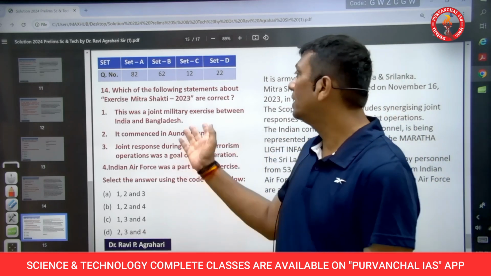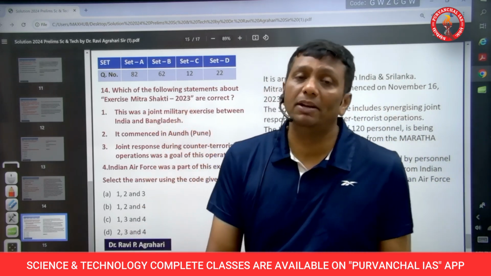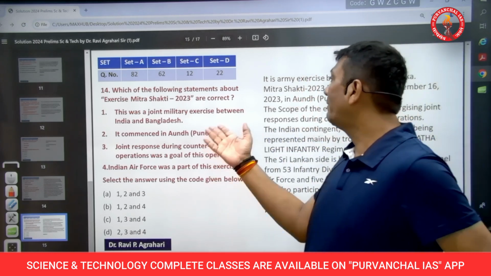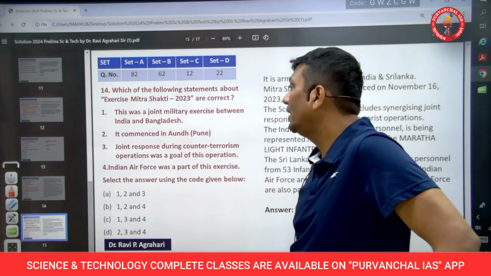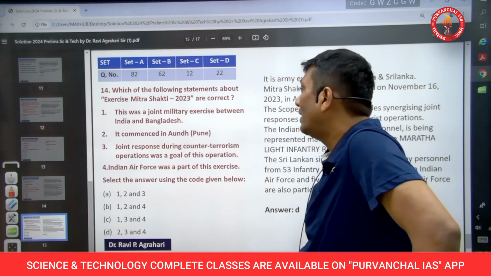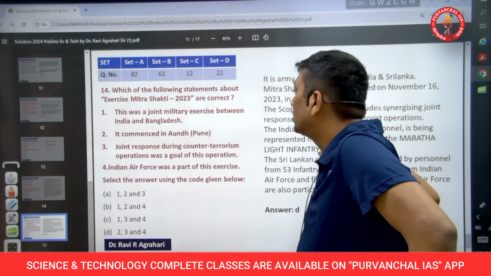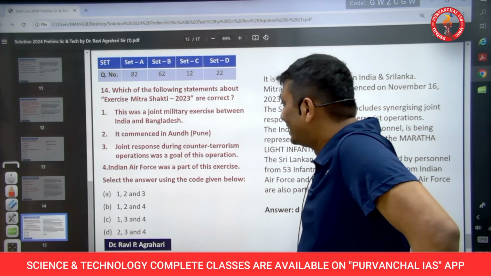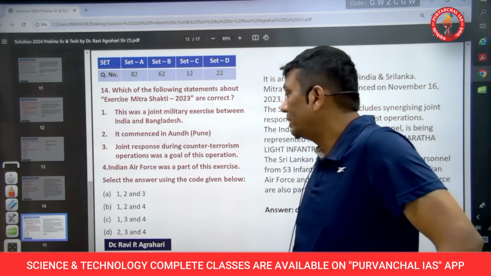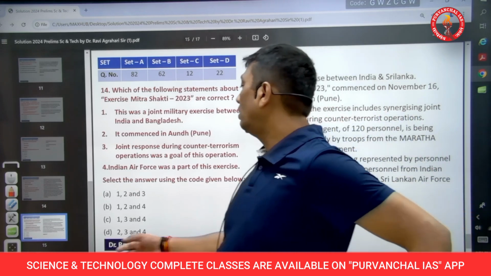So of course, 2023, the Mitra Shakti, it was between India and Bangladesh. So it's a joint military exercise between India and Bangladesh, right? It commences in the Ayun, that's right. It was in the Pune area where this happened. Joint response during counter-terrorism operations was the goal of this exercise, which is right, and the Indian Air Force was also part of this exercise. It is also right. So that is the reason all the features hold.